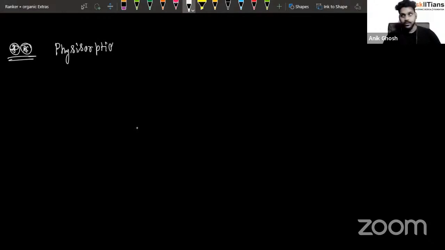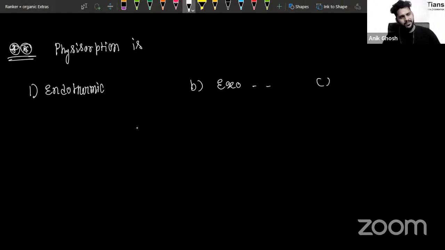In chemistry, if you get this type of question, physisorption or chemisorption is, and then you have 4 options. Option A, endothermic. Then you have option B, exothermic. Option C, option D, something like that. If this type of question comes, see, physisorption, we are talking about physisorption. This is a kind of adsorption process.